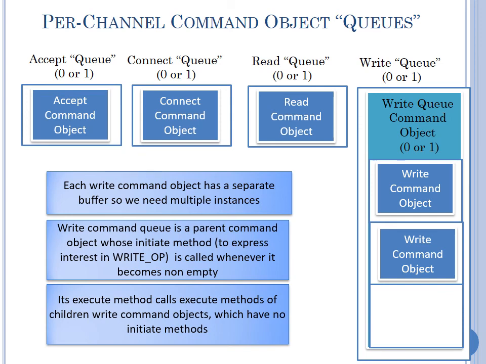And as far as the select thread is concerned, it knows there's a write queue object, and it just calls its initiate and execute methods. And the write queue object then goes and decides what to do with that. Its execute method calls the execute methods of its write objects till it can write no more. And we're going to see how that works in more depth a little later.